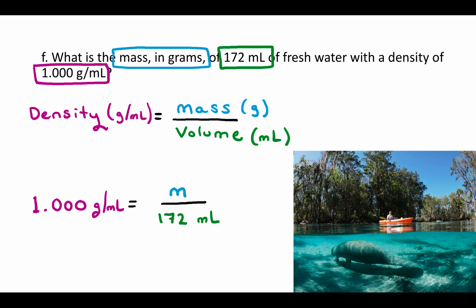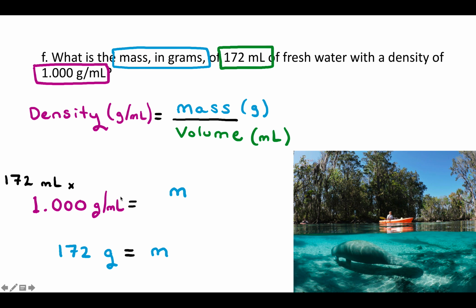Now, we want to get that m by itself. Right now, it's tied to 172 through division. So I'm going to use the opposite operation, multiplication, with the same number, 172. If I do that to one side of the equation, I have to do it to the other. On the right side, it'll cancel, so I'll just be left with m, the mass. And on the left side, it's just 172 times 1, so you'd get 172 grams for the mass. And again, notice how those milliliters are canceling with the milliliters in the density. So that's your answer.